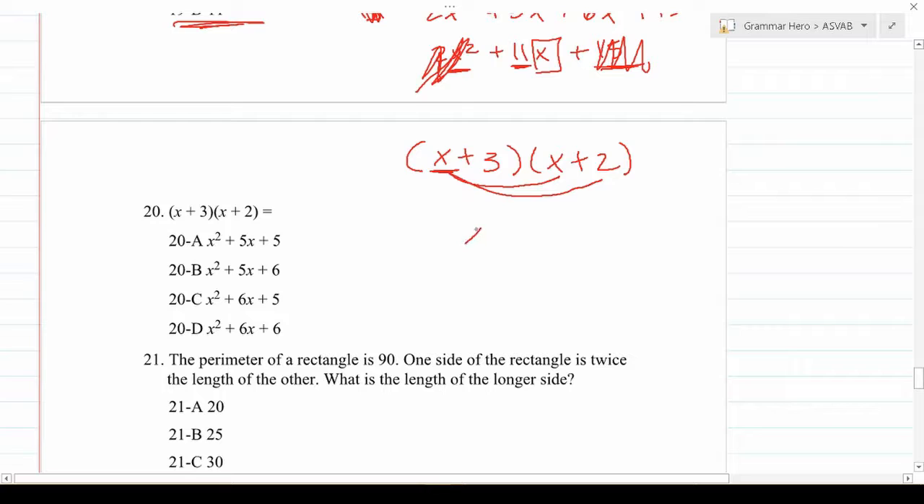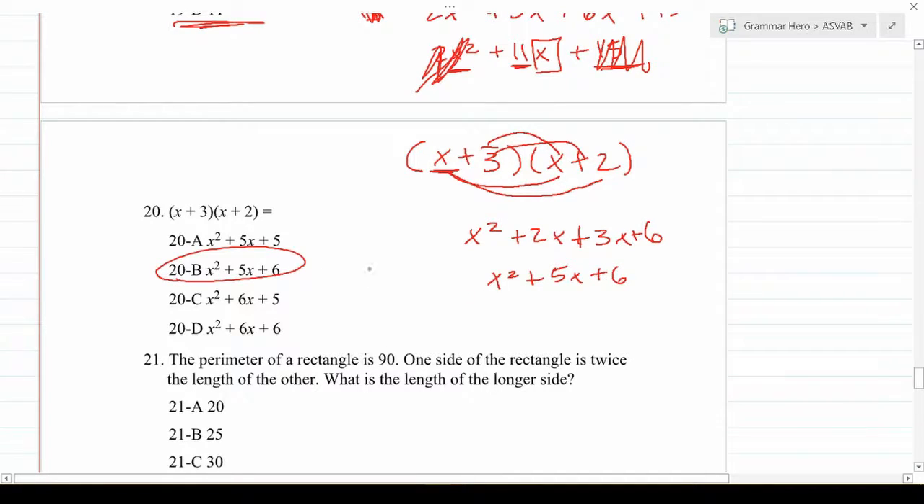X times x is x squared. X times 2 is 2x. 3 times x is 3x. 3 times 2 is 6. Combine like terms. X squared, 3x plus 2x is 5x, plus 6. So this is x squared plus 5x plus 6, which is right there.